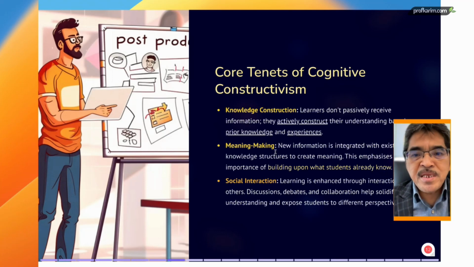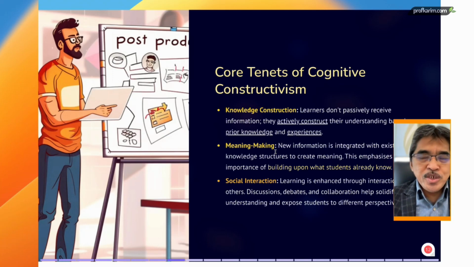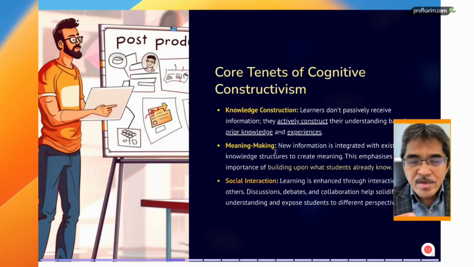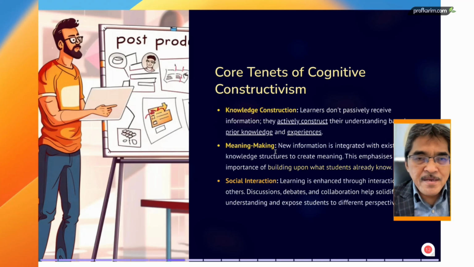The second one is meaning making. Effective learning is also about how the students will create meaning, making sense of what they have learned. They connect the puzzle pieces, and only then can they see the actual picture, the learning outcome. So when they put all the puzzle pieces together, they can see the whole thing. They create meaning. They make sense of what they have learned.